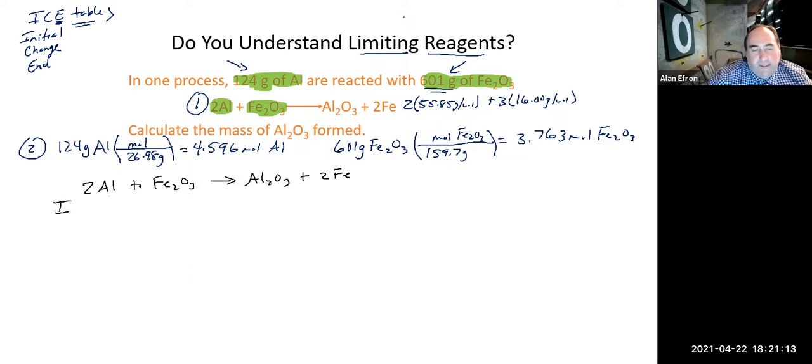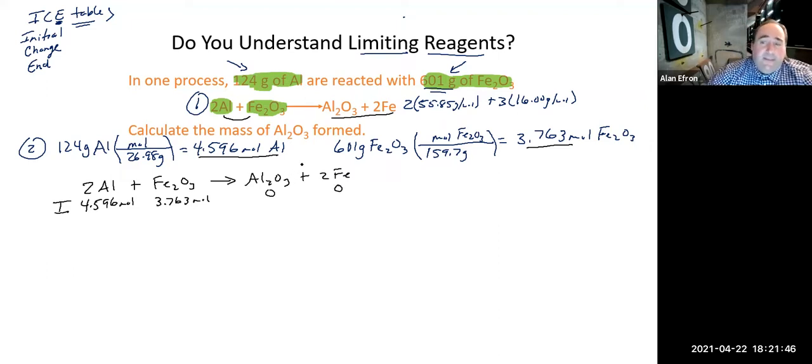Initially, this is going to be the initial amount of aluminum, so we'll have our 4.596 moles. This will be my initial amount of my iron 3 oxide, 3.763. So let's talk about products. What is happening here initially is we need these guys to come together to make products. So initially, we're assuming that we do not have any products to start with. So we could assume initially that these guys are going to be 0.